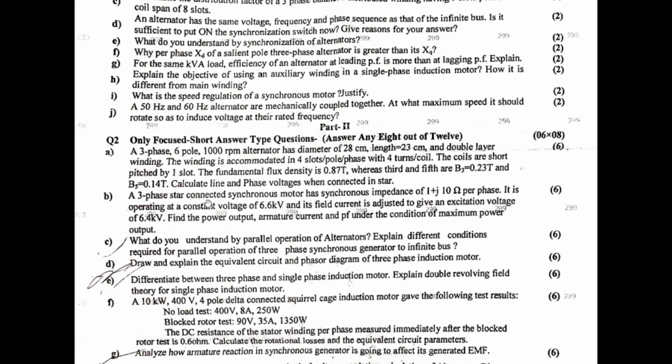A 3-phase star connected synchronous motor has synchronous impedance of 1 plus j10 ohm per phase. It is operating at a constant voltage of 6.6 kV and its field current is adjusted to give the excitation voltage of 6.4 kV. Find the power output, armature current and power factor under the condition of maximum power output.